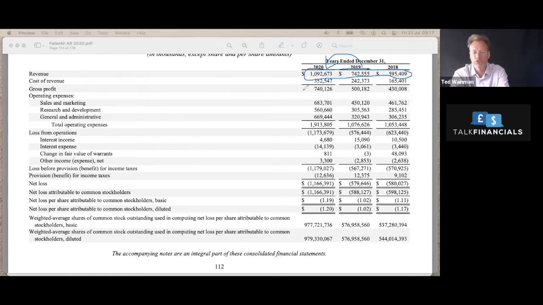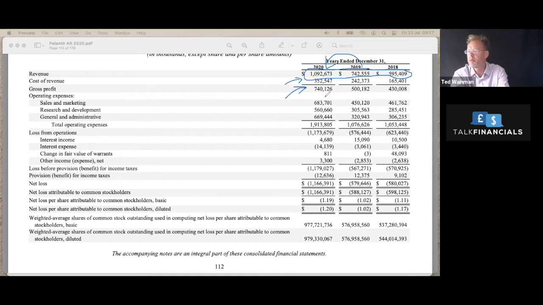The cost of revenue is actually relatively low, leaving them with a very, very healthy gross margin. They're operating at around 67, 68%, and they've managed to increase that to 78% in Q1. So it's looking pretty good from the gross margin.